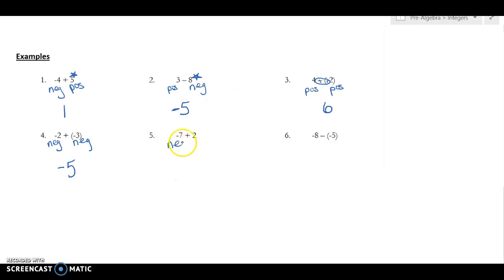Number 5, negative and positive. Different signs subtract, so it's 5. And since 7 is bigger, it's negative 5. And last one, number 6, you should have changed these signs. And so now this one's a negative, this one's a positive. And so different signs subtract, and it's negative 3. So you remember those 3 rules: same sign add, different sign subtract, and two negatives when they're touching become a positive. And take your time, but you need to be able to learn these and understand these.